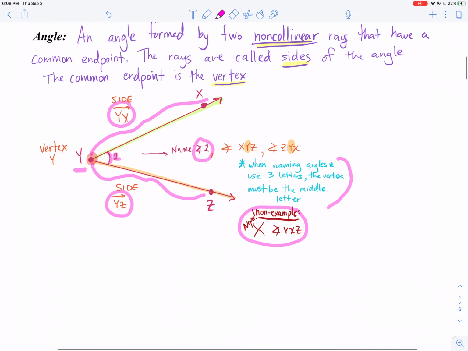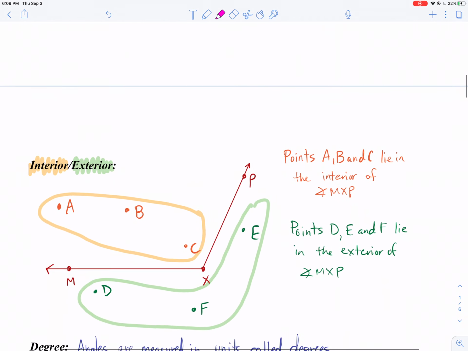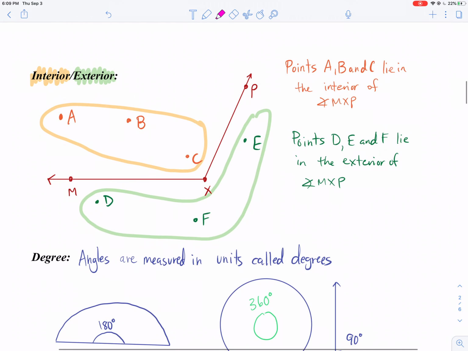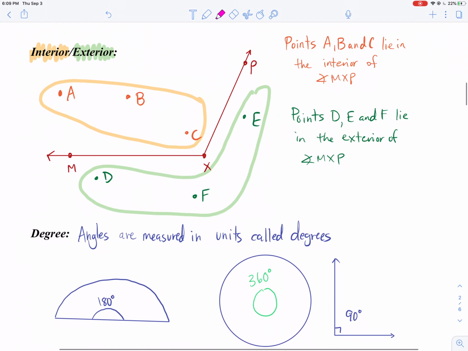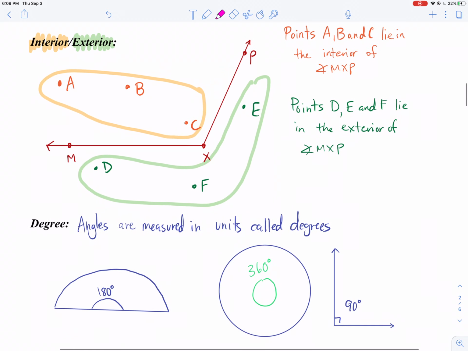All right, moving on to our next definition. We're going to have the terms interior and exterior. So here we just have an obtuse angle. We can label it angle MXP or angle PXM. And I just color coordinated it where I have the oranges, points A, B, and C are going to lie on the interior. They're on the inside of that angle, and points D, E, and F are going to lie on the exterior of angle MXP. Feel free to pause the video to write this down in your notes.